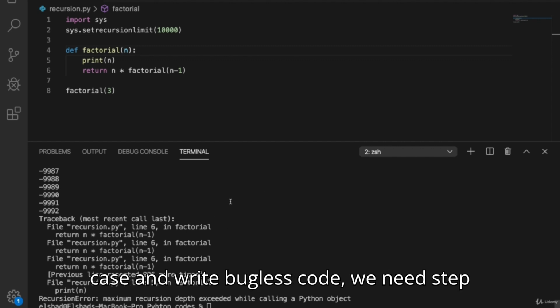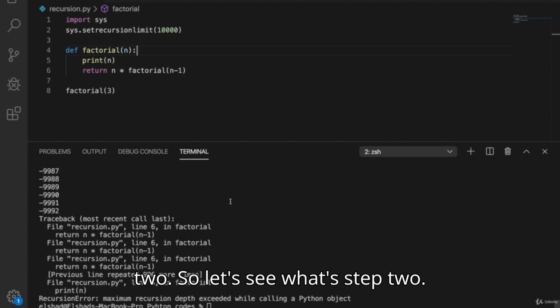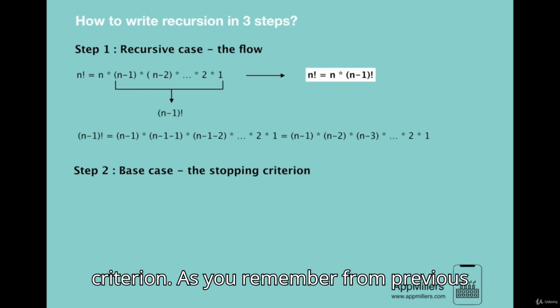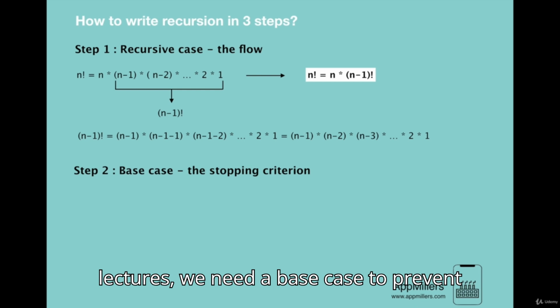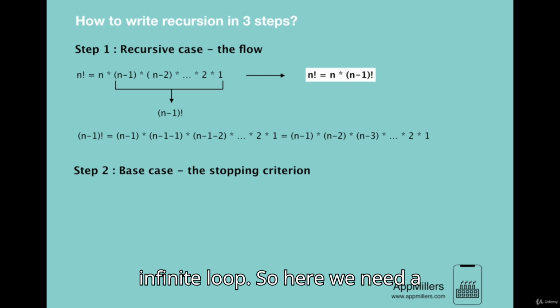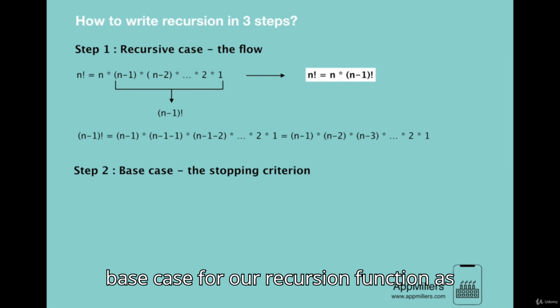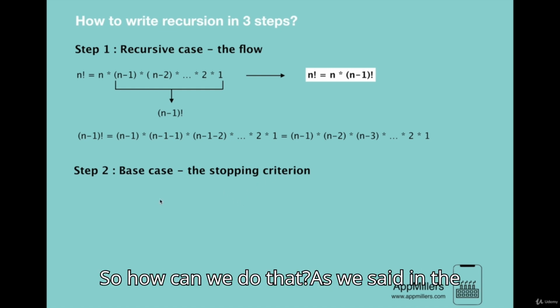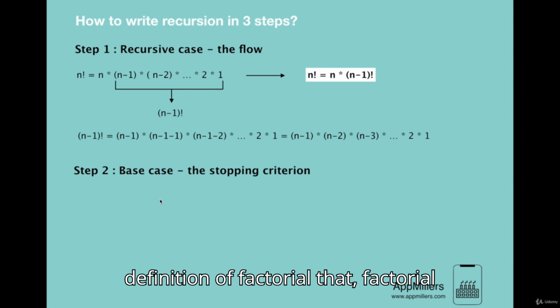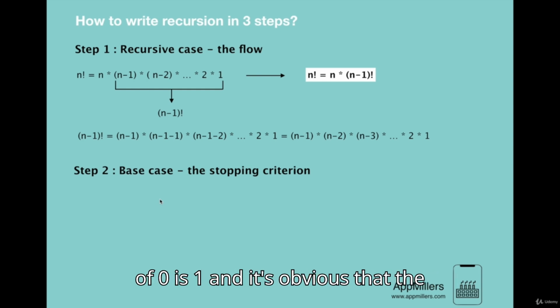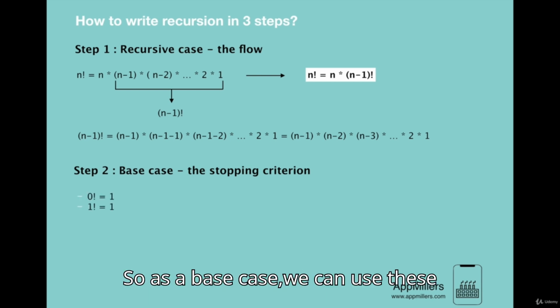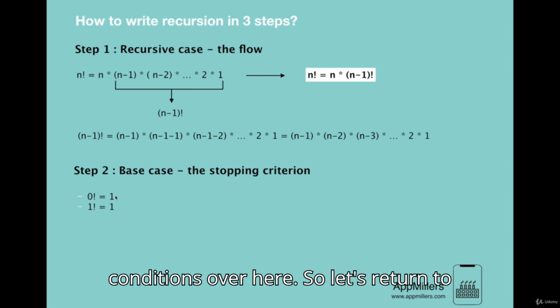To prevent this case and write bugless code, we need step 2. So let's see what step 2 is. Step 2: base case, the stopping criterion. As you remember from previous lectures, we need a base case to prevent an infinite loop. Here, we need a base case for our recursive function as well, where it stops calling itself. So how can we do that? As we said in the definition of factorial, the factorial of 0 is 1, and it's obvious that the factorial of 1 is 1. So as a base case, we can use these conditions.